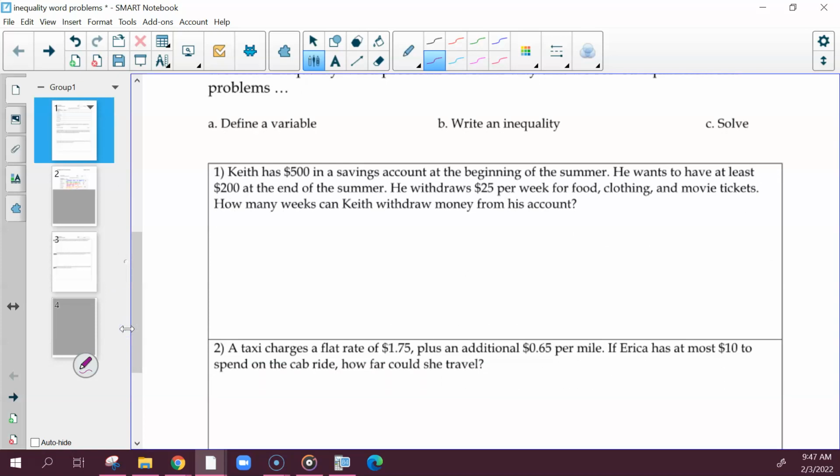So with this, we need to define our variable, write our inequality, and then solve.